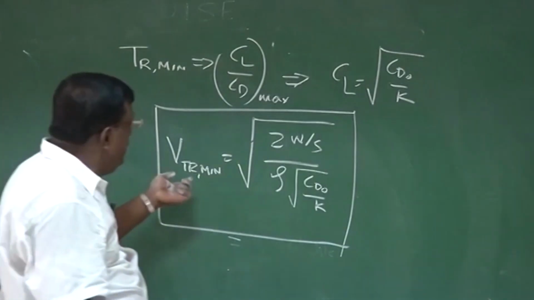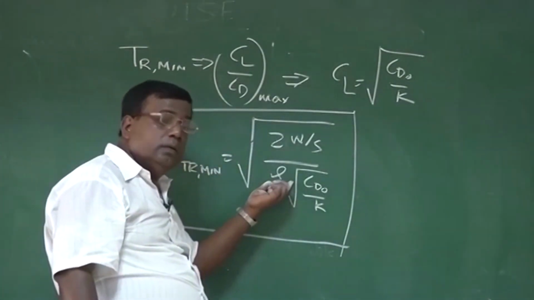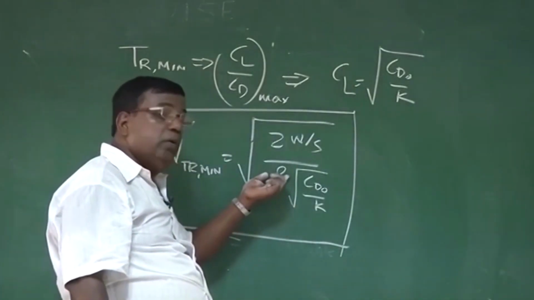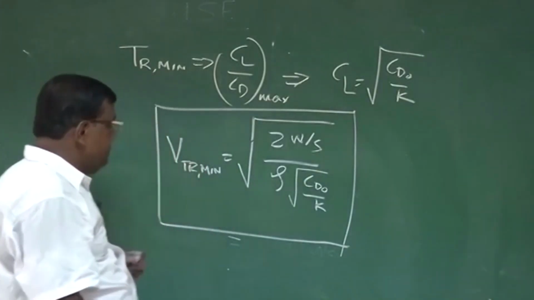Please understand also here, this value will change depending upon the altitude. As I go higher and higher, the value of rho decreases, so this value also will change, it will increase. Right?